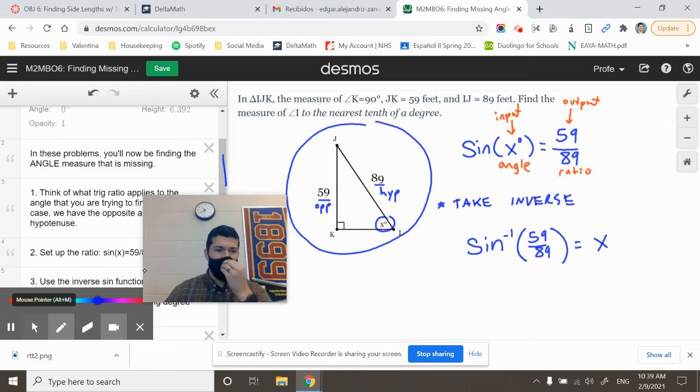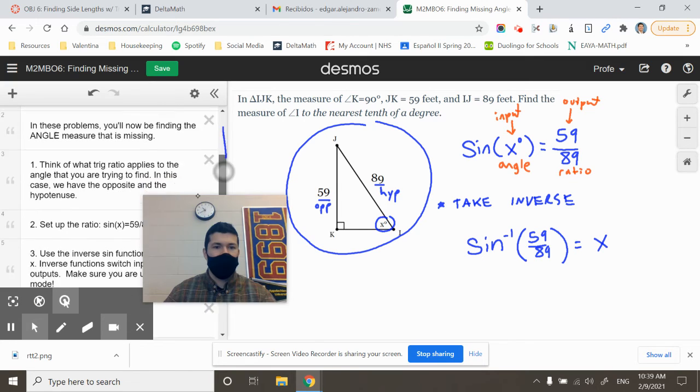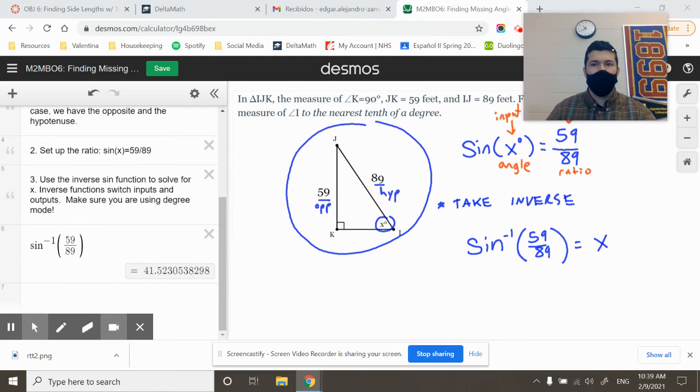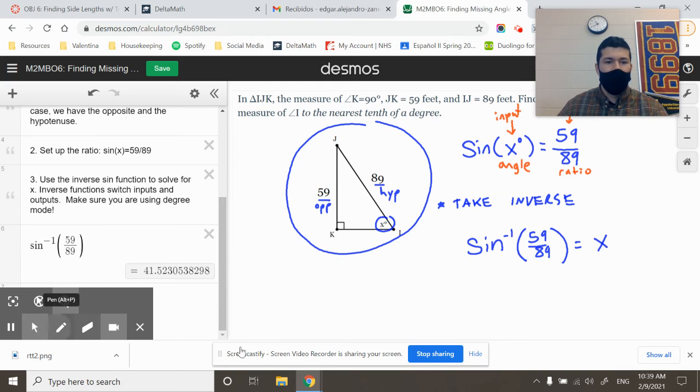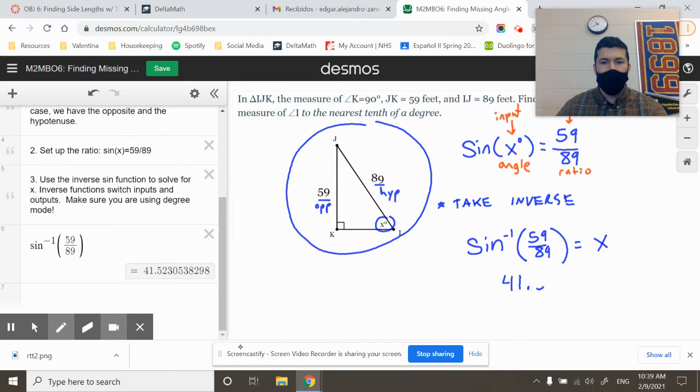Some people actually think these problems end up being easier than the ones where you find side lengths, because it's as simple as typing it into my calculator: the inverse sine of 59/89. It says the perfect angle to make that work is 41.5 degrees. Make sure you are in degree mode. 41.5 degrees equals x. That is how simple that type of problem is.